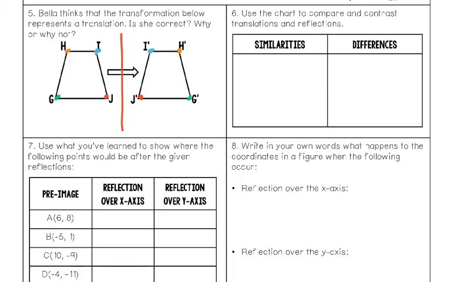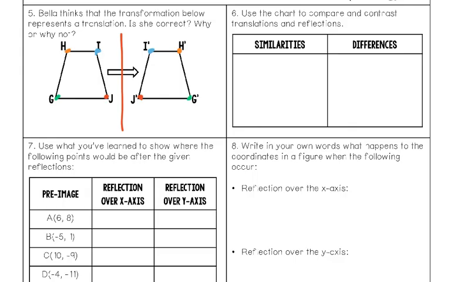Bella is incorrect. And if you notice, look at each one of these points. H is on the other side of the line here. And if it was just a slide, the H would be in the same place. The orientation would be the same. But since it was flipped on the opposite side of the line, same for the G here, this would be our line of reflection. This is a reflection, not a translation.